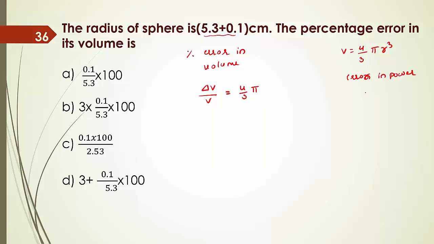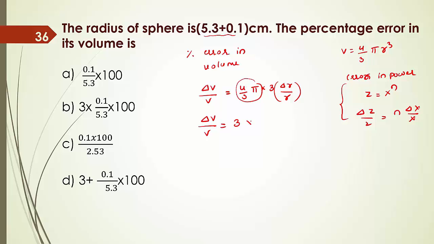Error in power is given by the equation z equal to x raised to n, delta z over z equal to n into delta x over x. So this equation you can remember here. So 4 by 3 pi r cube, R cube means 3 into delta r over r. Here delta v over v equal to 4 by 3 pi. This is a constant. Leave it. Remaining is only 3 into delta r over r. So we can write delta v over v equal to 3 into delta r over r.